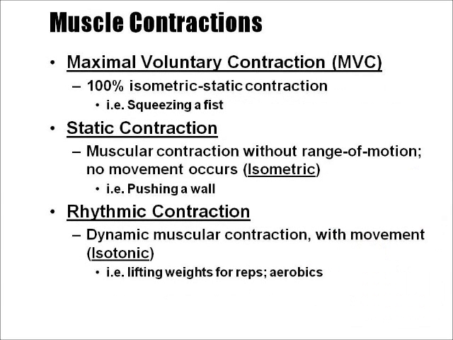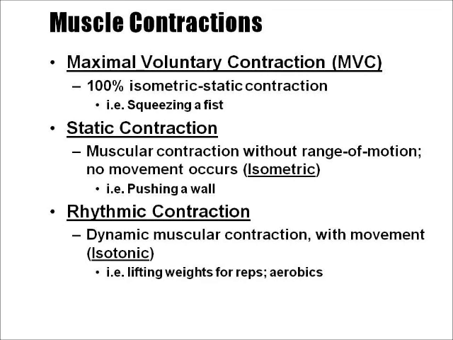Next slide is muscle contractions. First blank is maximal voluntary contraction, or MVC. It is 100% of isometric static contraction. Example is squeezing a fist. Static contraction is muscular contraction without range of motion. No movement occurs. That's also called isometric. Example there is pushing a wall.